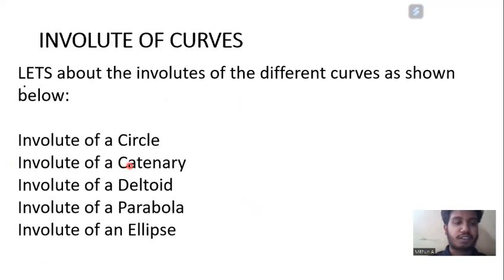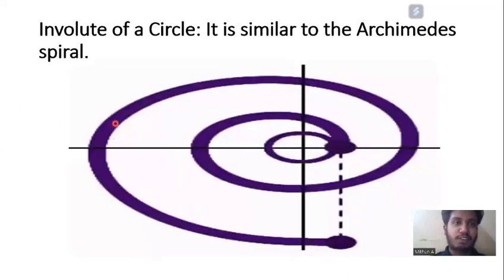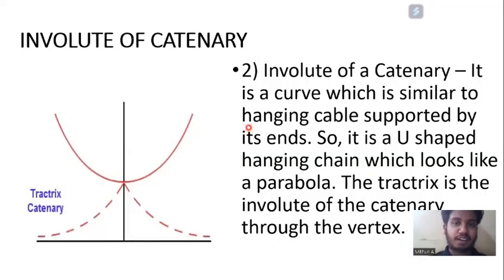Involute of a circle, involute of a catenary, involute of a deltoid, involute of a parabola, involute of an ellipse. The involute of a circle is similar to the Archimedes spiral. Next we have the involute of a catenary.